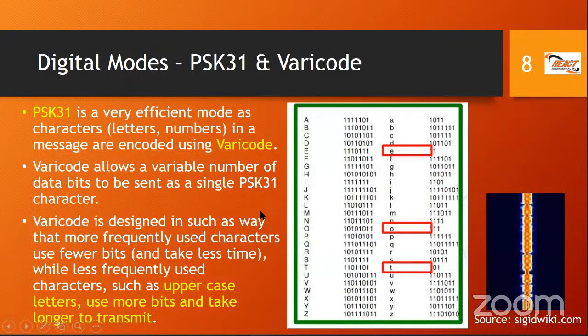Now, about PSK 31, we need to know that although it's a digital mode, it uses something called Varicode. It's very efficient, so you can send letters and numbers using PSK 31 encoding, but it uses Varicode. And what is Varicode? It allows for a variable number of data bits to be sent using a single character. So imagine you send one character and you could actually send a variable number of bits with that one character.